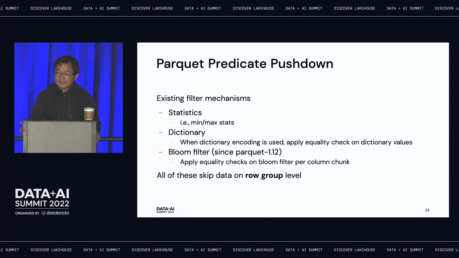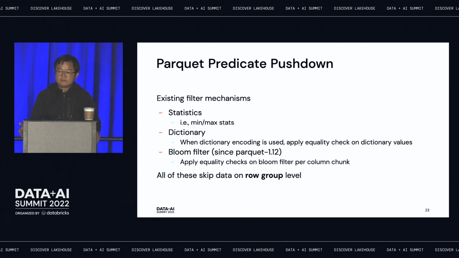The first one is called statistics. This utilizes the column chunk statistics information to skip data. As mentioned earlier, each column chunk has its min and max statistics, right? So Spark can pass the filter down to Parquet, so Parquet can compare the filter value against the min-max, and if it is out of the range, then Spark can just skip the entire row group.